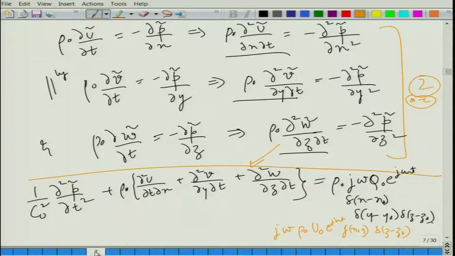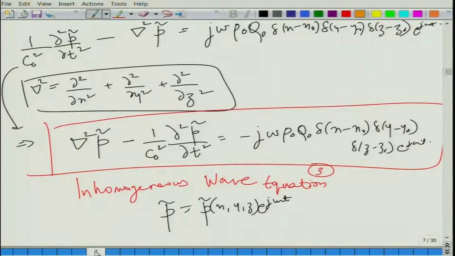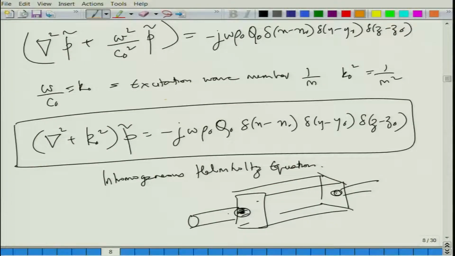So, finally, what do we get? Let us get to the equation. Instead of this thing we will have j omega rho naught u naught f of x y Dirac delta of z minus z naught. Okay. So, this is your piston driven model representation.